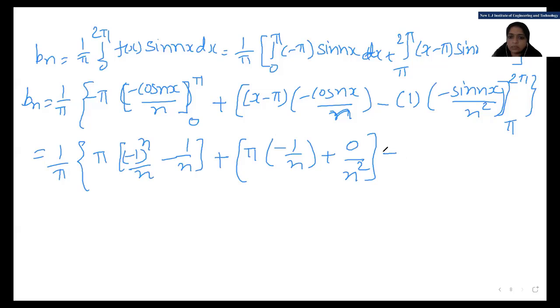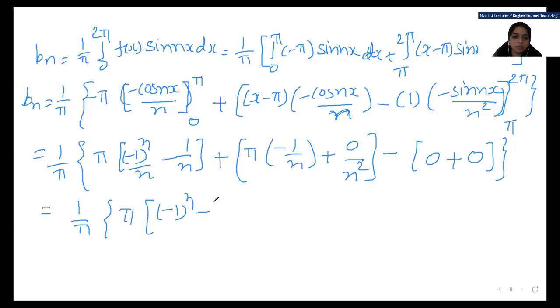Now minus, if I apply my lower limit, then pi minus pi, that is 0. Cos n pi is minus 1 raised to n, but 0 into anything is 0, so 0 plus sin 0 is also 0, right? So here 1 by pi, minus pi, minus 1 raised to n minus 1 whole by n.